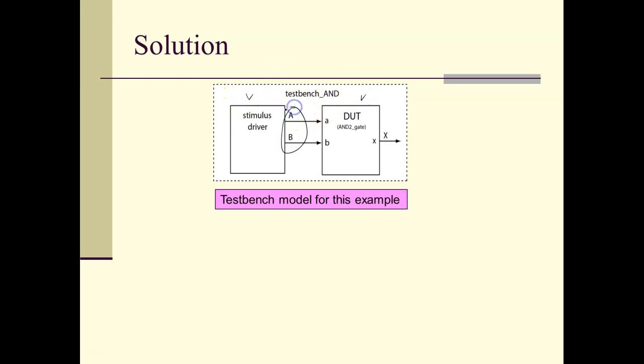So the stimulus driver is providing 2 inputs, which are A and B. It's a 2-input AND gate, and the output is going to be X. We used small letters on the inside and capital letters on the outside. Not a big deal how that works. You can do it many different ways. You just have to make sure it works.